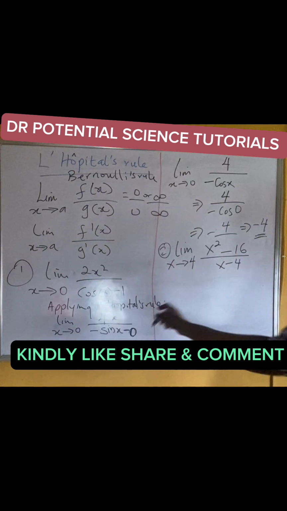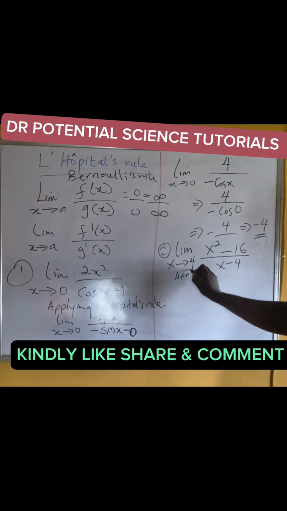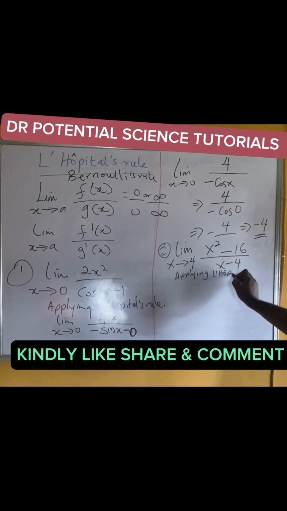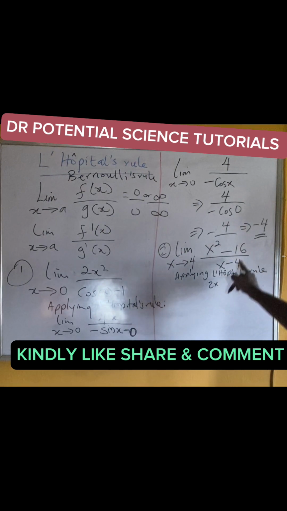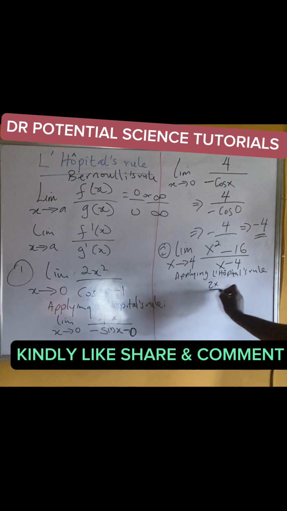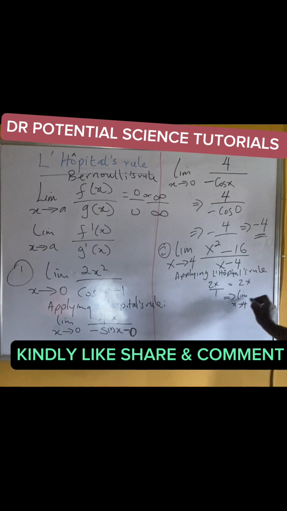Okay, so the same step, you always have to tell us, applying L'Hopital's rule. Differentiate x squared, you have what? 2x. Minus 16 is a constant, so it goes. Differentiate x minus 4, that gives 1. Final answer, the limit as x tends to 4 of 2x. Anywhere you see x, we put 4. 2 times 4, that's 8.